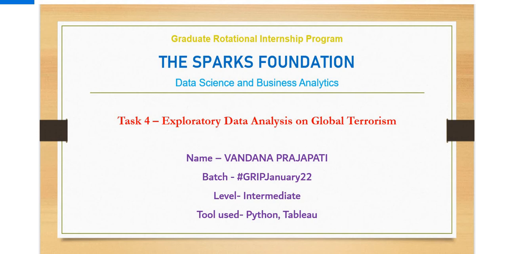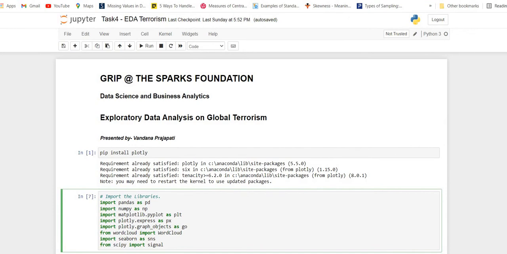Today I am going to present my fourth task, which is exploratory data analysis on global terrorism. The aim of this study is that we need to find out the hot zone of the terrorism attacks and what all are the security issues and insights we need to derive by this exploratory data analysis. So I have analyzed the data both on Python as well as on Tableau. So first we will see the visualizations on Python.